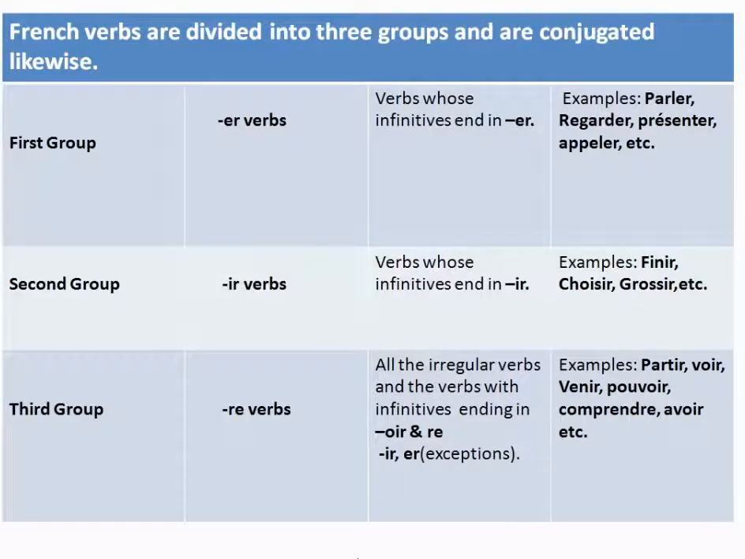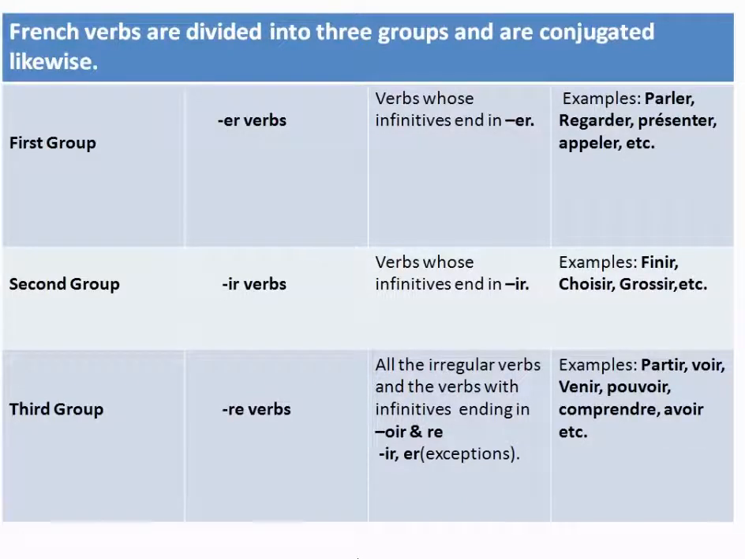First group, ER verbs. Verbs whose infinitives end in ER. For example: parler, regarder, présenter, appeler. The first group verbs come under regular verbs, and they are all conjugated in the same manner except for one exception, aller, which means to go.